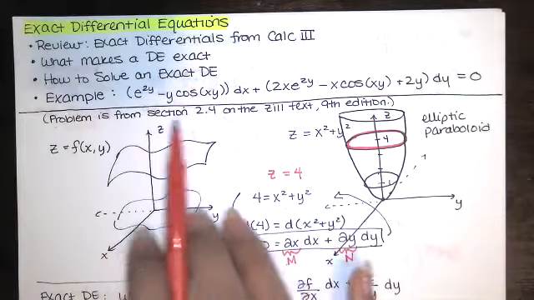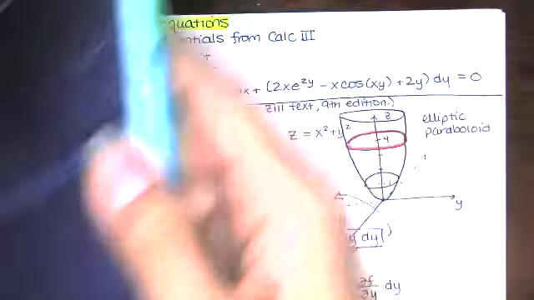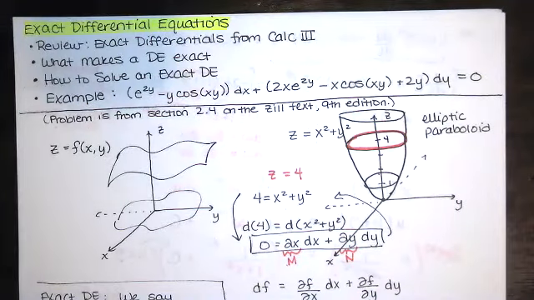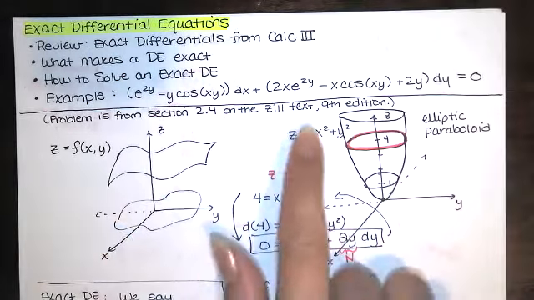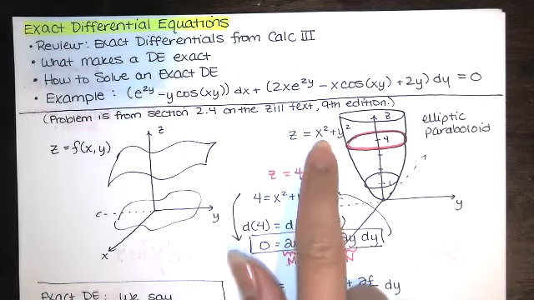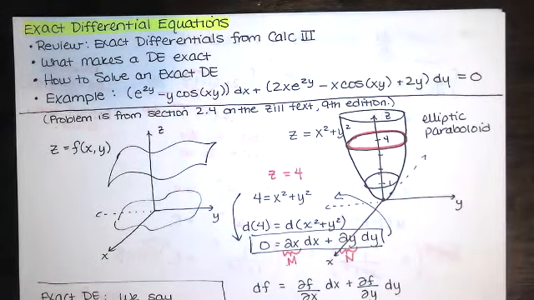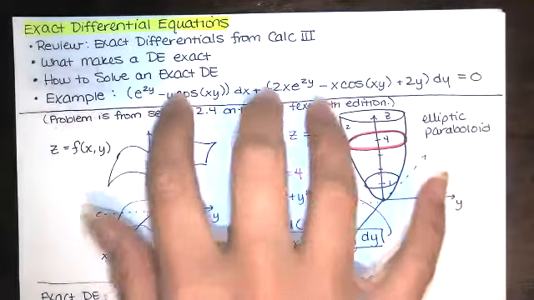This is from section 2.4 of the Zill textbook. It's A First Course in Differential Equations with Modeling Applications, 9th edition by Dennis G. Zill. You can see it down here. So yeah, that's where I got this one from. Most of the time, we're not working with a function as simple as x squared plus y squared. We're working with a much more complicated function. But let's work this one now.